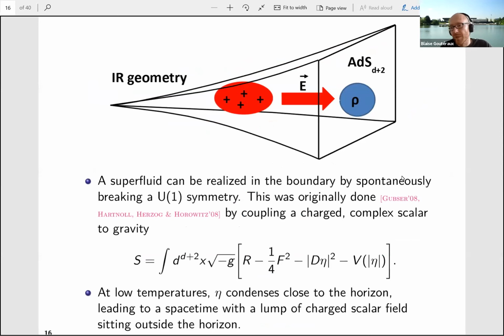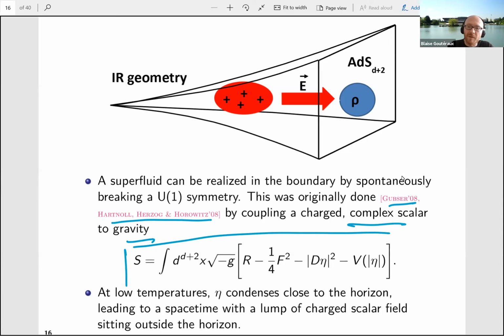Now, in order to continue with the talk, what we care about are systems that exhibit superfluidity, so spontaneous breaking of a U1 symmetry. So this is what we want to realize in our gravity system. And this was originally done in these papers by this gentleman over 10 years ago. And what they were doing is they were coupling a charged complex scalar to gravity. So they were looking at this type of action.